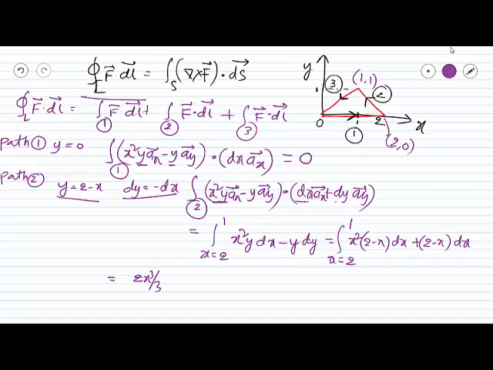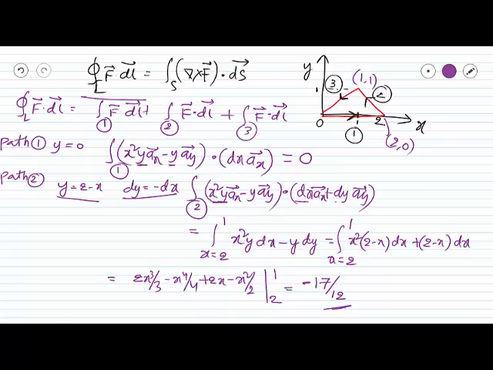2x cubed by 3 minus x power 4 by 4 plus 2x minus x squared by 2 over the limits of 2 to 1. This is the same as in the previous case, but the limits have been interchanged. So the answer is minus 17 by 12. If you want to verify, you can verify. So what I get is minus 17 by 12 for the second path. This is the second path.